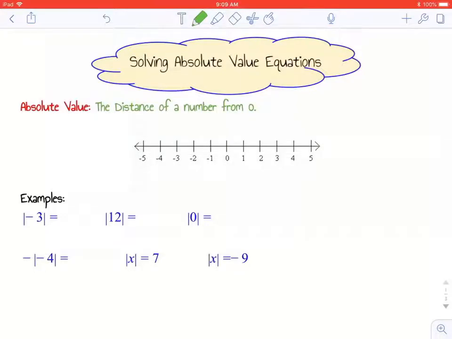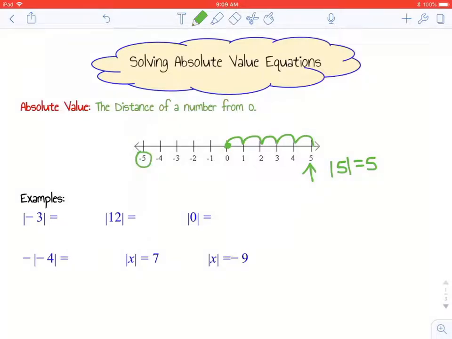In this video, we're going to take a look at solving absolute value equations. So absolute value, as a basic definition, is the distance of a number from 0. If we think about the number 5, 5 has a distance of 5 units from 0 if we look at it on a number line. So we would say the absolute value of 5 is simply 5.